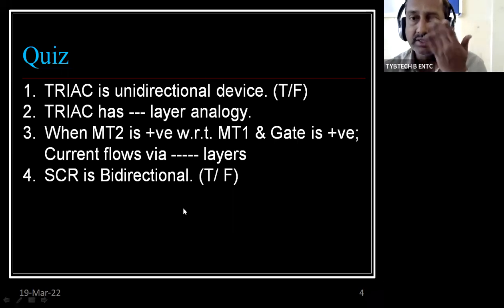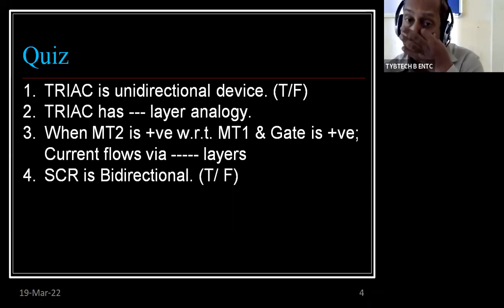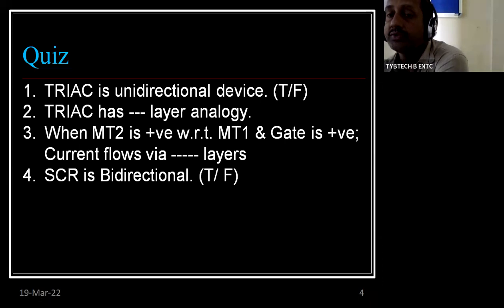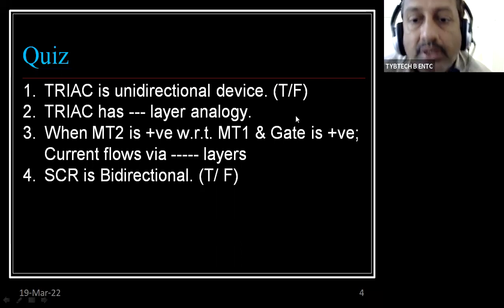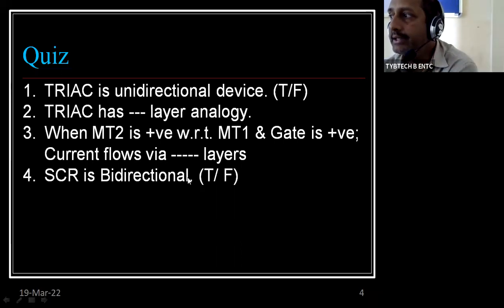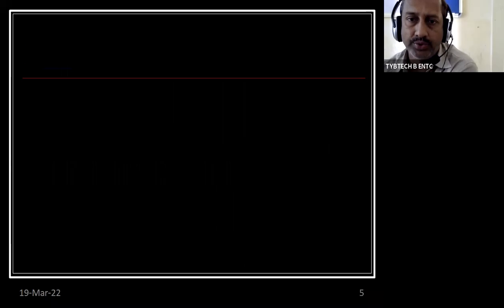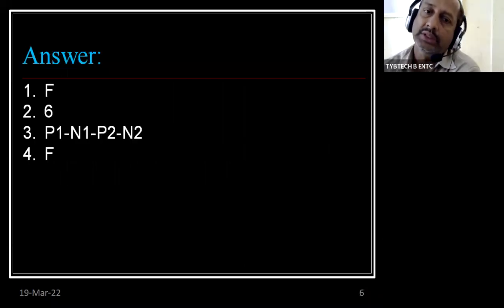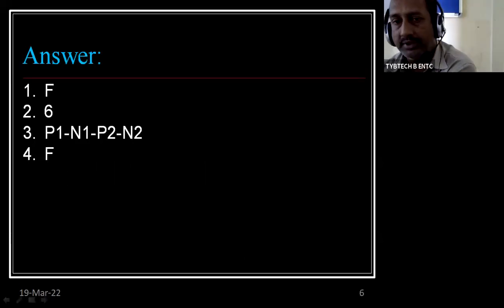Now I will ask the same of the offline student. The third question: when MT2 is positive with respect to MT1 and gate is positive with respect to MT1 itself, the current flows via which layers? Have you written the layers? At the start we have gone through this, so these are the answers. See the layers.